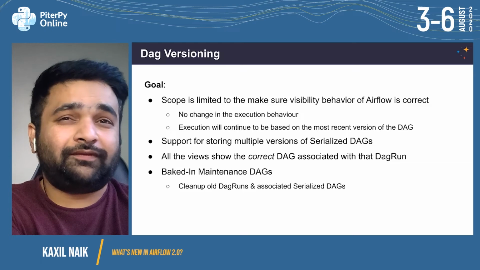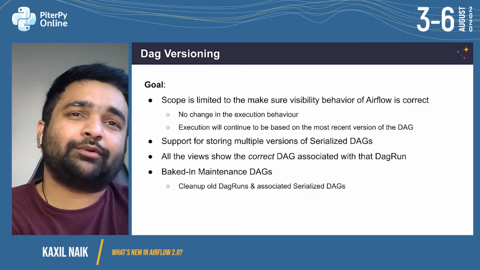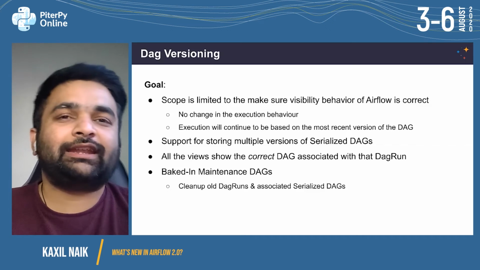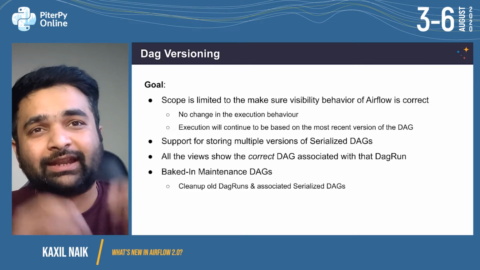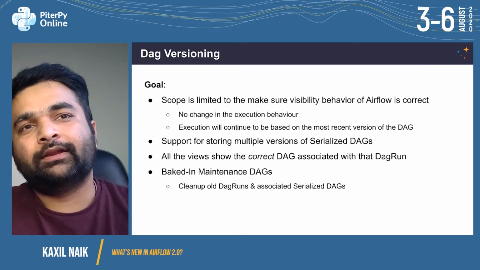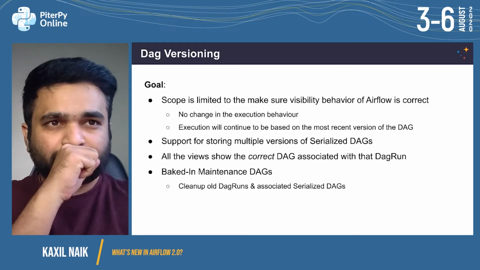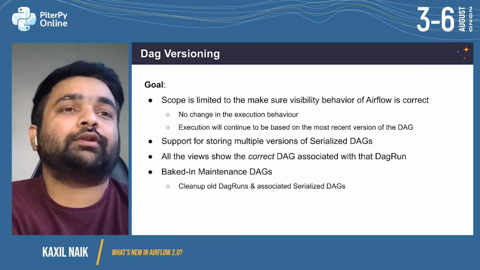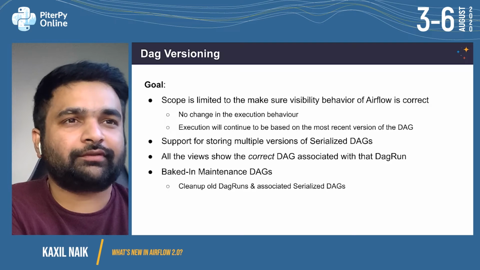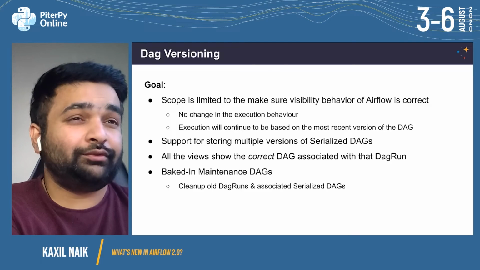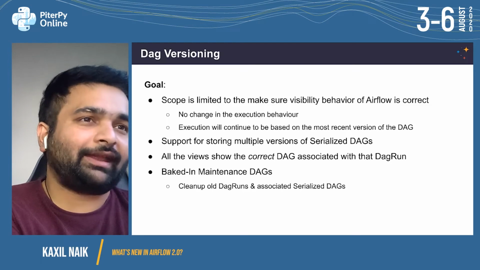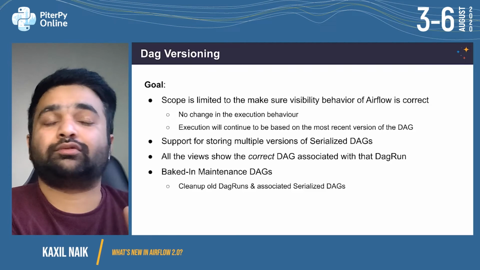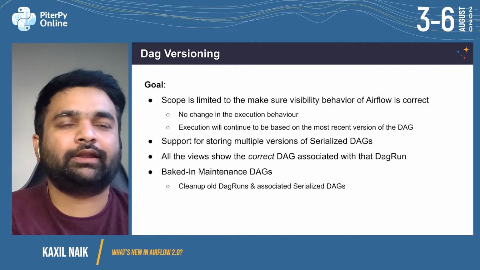The goal of the DAG Versioning AIP is only to make sure that the visibility behavior is correct. We don't intend to change any execution behavior so that it remains backwards compatible. And like I said, we want to keep the support for storing multiple versions of the DAG. All the views should show the correct DAG associated with the DAG run and not the latest version. It is a source of big confusion and we want to avoid it.